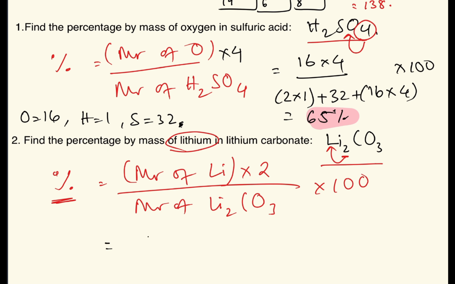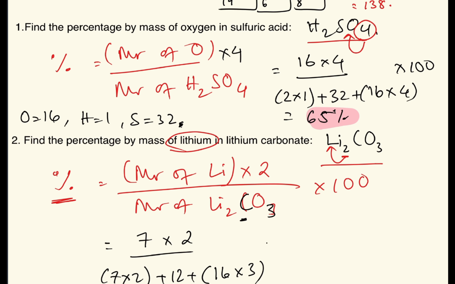When we go ahead and do that, lithium has a value of 7, multiplying that by 2, divided by our 7 again, multiplied by 2, plus, we're going to be ticking it off each time, carbon, which is 12, over here, here's a carbon, and then our oxygen, which is 16 multiplied by 3. And I'm going to multiply that by 100, and my answer for this should be about 18.9% to 3 significant figures.